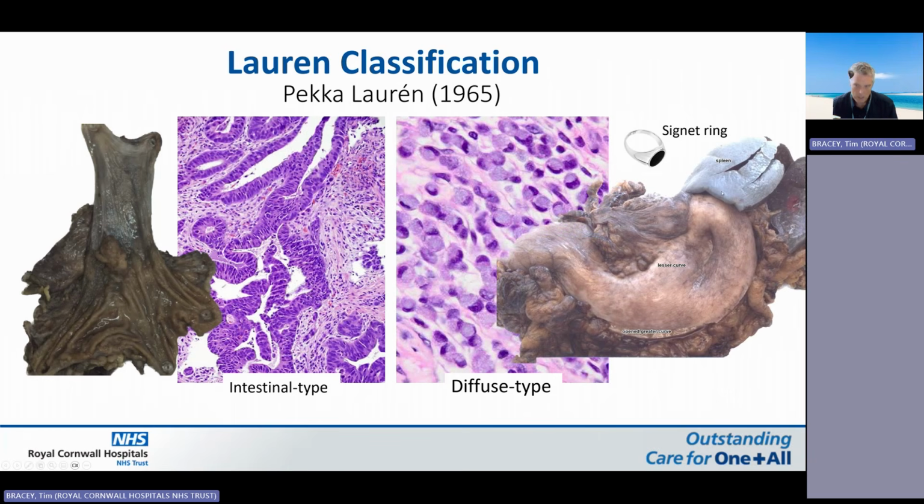In contrast, the signet ring cell, or the diffuse type adenocarcinoma, is more of a pale sort of, this is a leather bottle stomach, so a linitis plastica. Here, this is the lesser curve and the greater curve, and this tumour spreads all the way from up here next to the spleen, down through here.